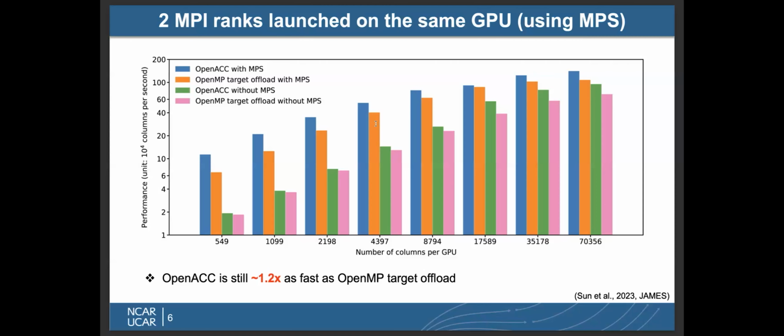When we have a larger problem size, using MPS may not give us as much benefit as we saw before because the problem size is large. Each MPI rank will use so many resources, and the GPU may not be able to run multiple MPI ranks simultaneously. But anyway, we can see turning on MPS is beneficial for all the cases. And in these particular examples, even by oversubscribing the same GPU with multiple MPI ranks, OpenACC is still about 1.2 times as fast as the OpenMP target offload.